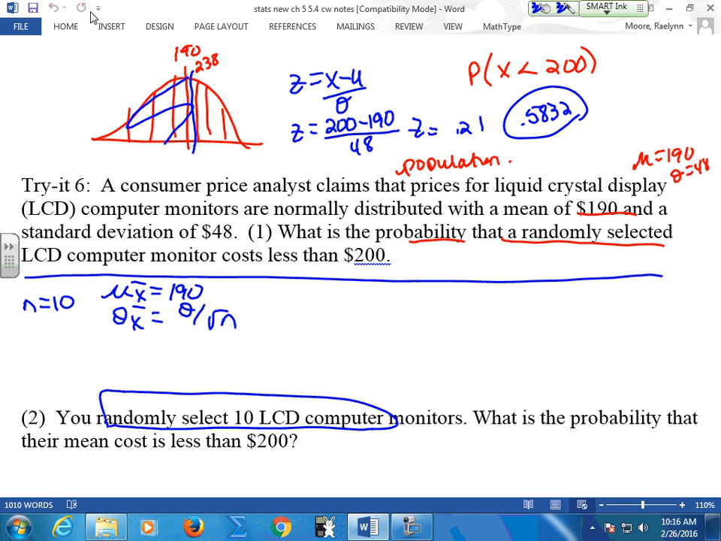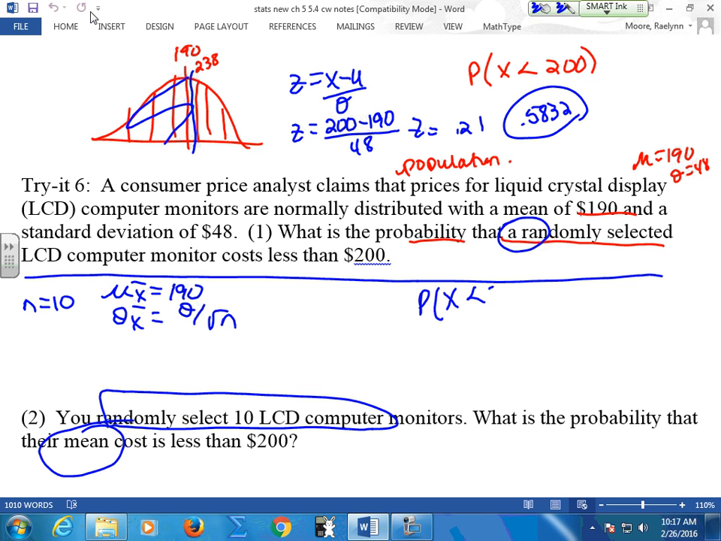The probability statement is still the same. Still the same. It's just one I pulled from my population, one I pulled from this group of samples. And notice how they say, what is the probability that the mean cost, their mean cost? Mean means you have more than one thing, right? And you average them together. So that's what my sample means, the sample. But the probability statement is exactly the same.